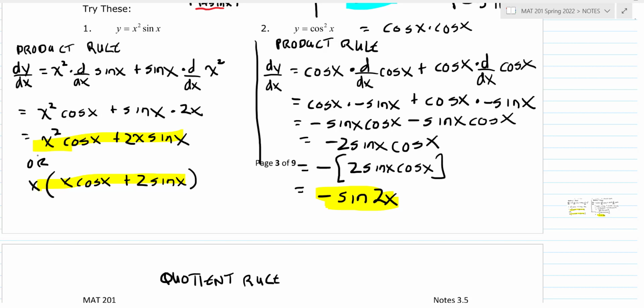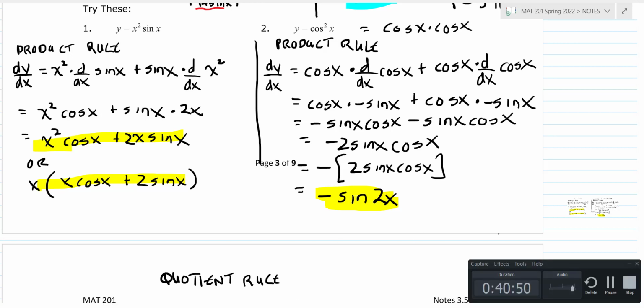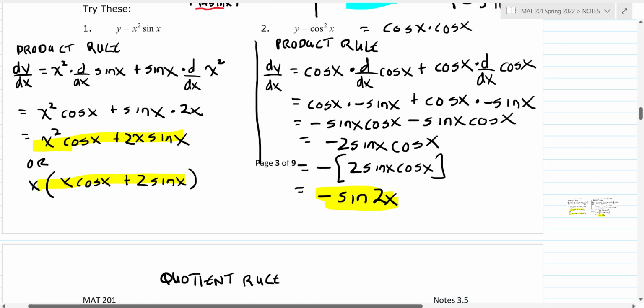Okay. Number 2, there was an identity that popped up in this towards the end. Okay, so this is another product rule. So I write the cosine squared as cosine times cosine. Then it's first times derivative of second plus second times derivative of first. Cosine comes down, derivative of cosine is negative sine x. Same thing happens here.